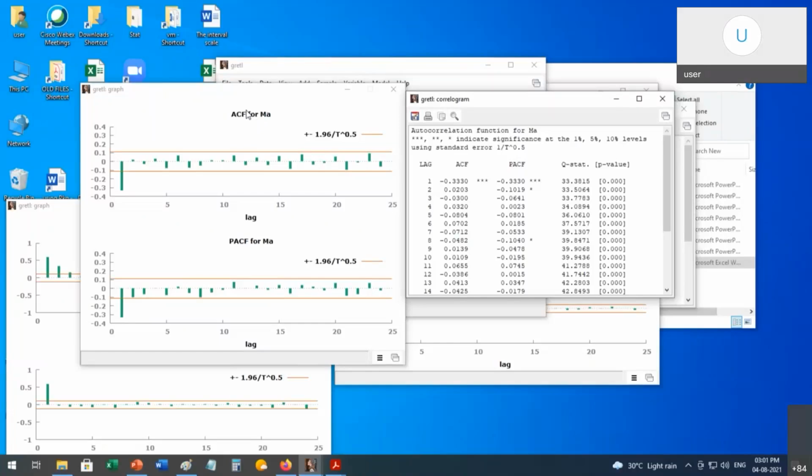Sir, by using all the combinations of AR and MA, we have to ensure that they are all non-significant. It is white noise if the autocorrelation functions are all insignificant, that is, we do not reject the null hypothesis of zero autocorrelation, then we have white noise.